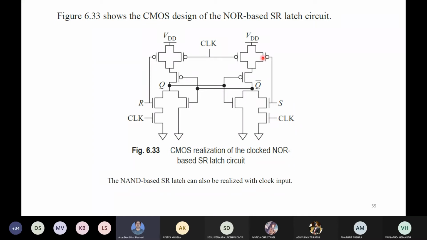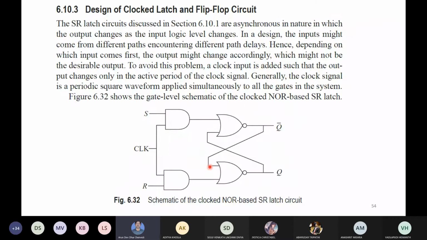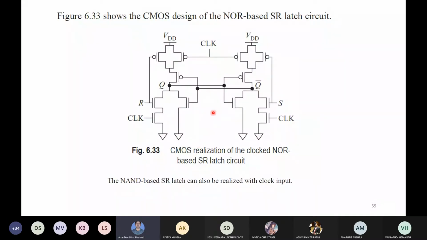because you are adding the clock here in series, another transistor is taken in parallel to this one. Sorry, this transistor and this transistor were already there, and this is an additional transistor for making a parallel connection for the clock. So here an additional transistor on this side also for the clock, and here also. In this way this modified design, which is a gate level design, is implemented in static CMOS logic.